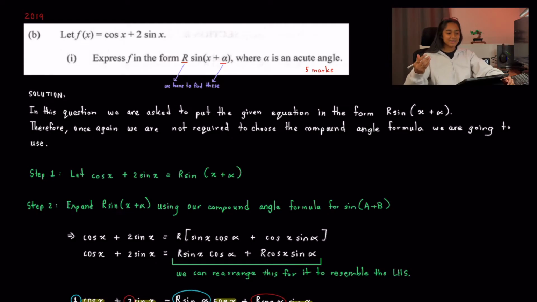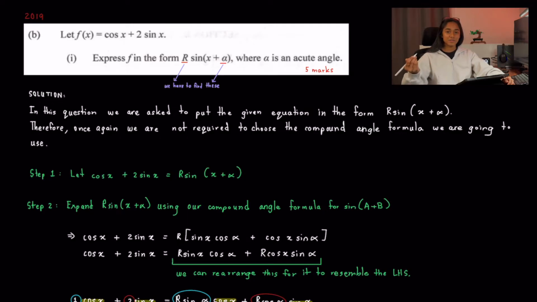2019 tells us that we need to let f of x equal to cos x plus 2 sine x. Then it asks us to express f in the form r sine x plus alpha, where alpha is an acute angle. So we first need to ask ourselves, what do we need to find? We need to find r and alpha. So in this question, we are asked to put the given equation into this form. Okay, so we are already given the form, and therefore we don't need to choose which compound angle formula to use. So we got lucky again.